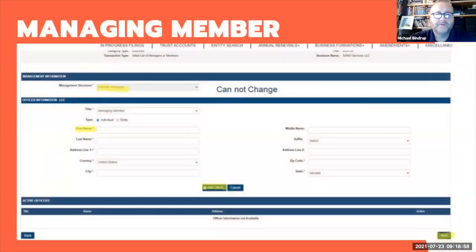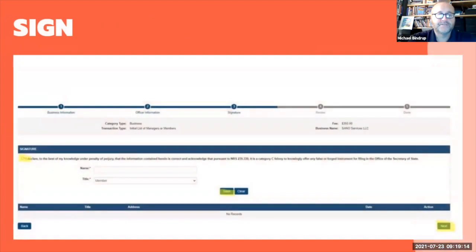So the managing member, you can't change once you put this in. It's locked in. So you put that in and make sure the managing member is there. If you add the officer, if you've already put somebody in as your registered agent, they'll be in your system. So you can add them there, and then you've got your managing member in there.